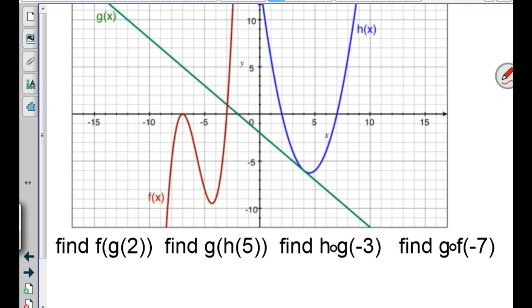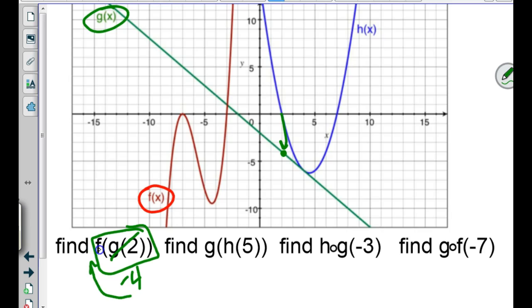The f function is the red one, okay? The g function is the green one. So when it asks you to find this, some of you still aren't getting how to do the regular reading of function graphs. I want g of 2, which means when x equals 2 right here on the green function, it looks like we're at, I'm going to go with -4, okay? Now what am I supposed to do? Put that into the f function. So -4 into the red function looks like -9 maybe?